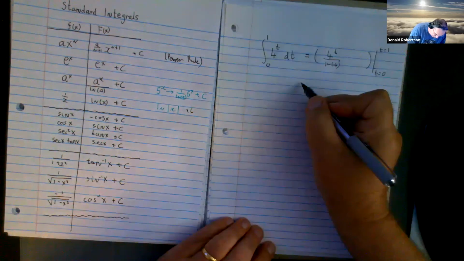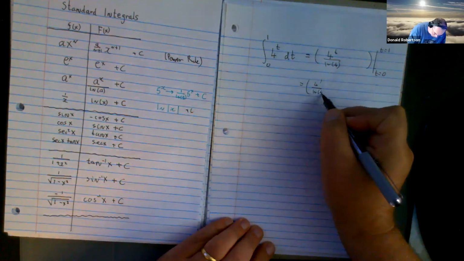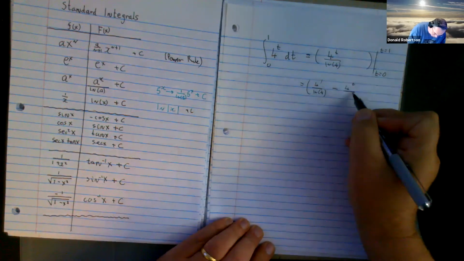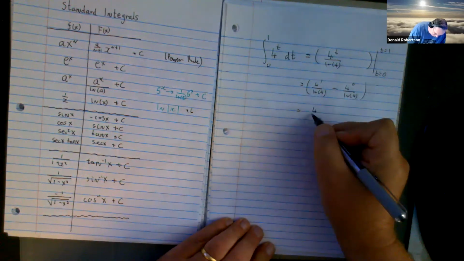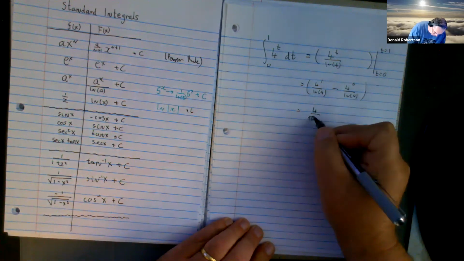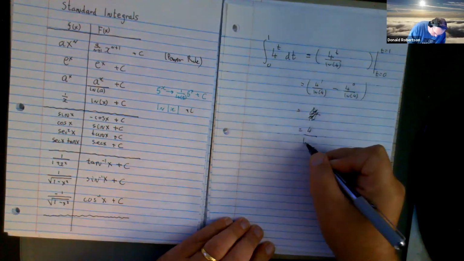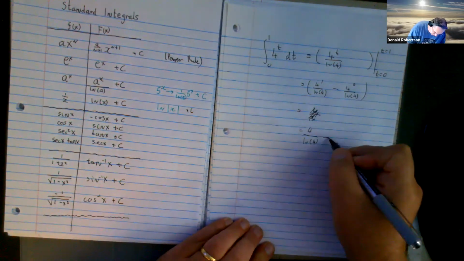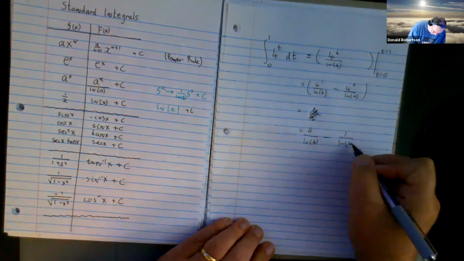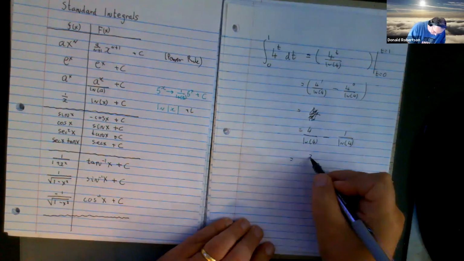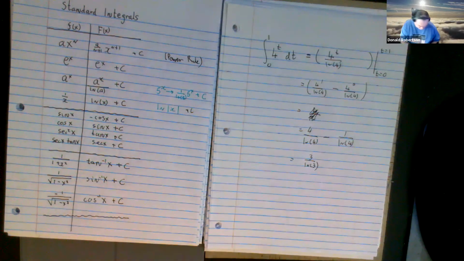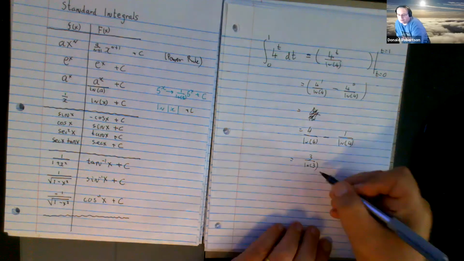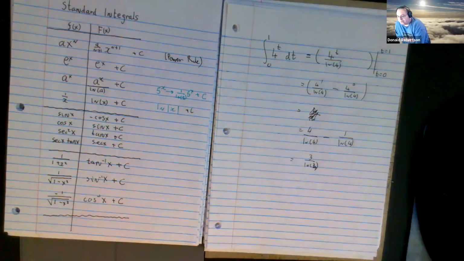4 to the 1 over log 4, take away 4 to the 0 over the natural log of 4. Well, that's 4 over the natural log of 4, take away 1 over the natural log of 4. Do you see in this case, the two things share a common denominator, so you can combine them into 3 over natural log of 4. And yeah, that's as good as that's going to get, so you're finished.